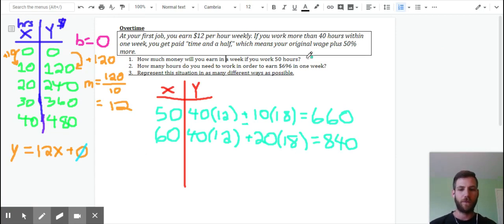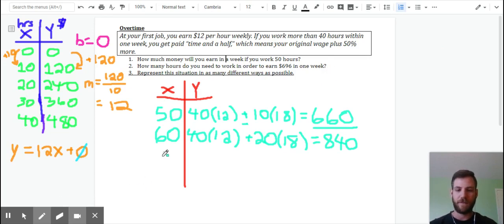And you can see, looking back at the problem, that $696 is between 50 and 60 hours. And in fact, it is exactly $36 more than the $660 I have right here. So all I need to do is, well, $18 twice would make 36 for the difference. So that means that 52 hours would be the answer for number 2.